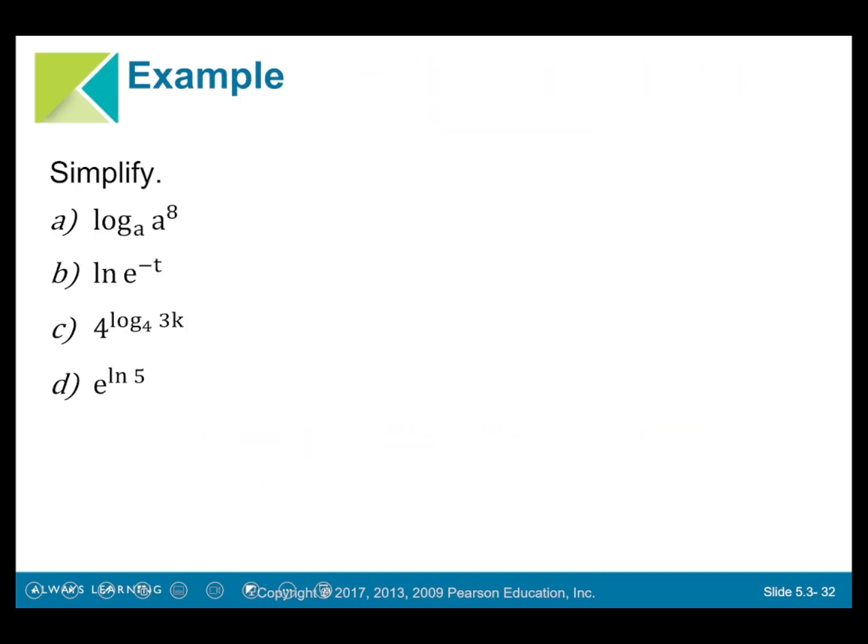So we're going to see some of that here. If I have log base a of a to the 8, that of course simplifies to just 8. If you really want to write it the long way, it would be: a to what power gives me a to the 8? So naturally, 8 gives me a to the 8. Now with the next one, ln of e to the minus t is just minus t. With the next one, if I have 4 to the log base 4 of 3k, the 4 and the log base 4 cancel, we get 3k. And if I have e to the natural log of 5, that simplifies to just 5.